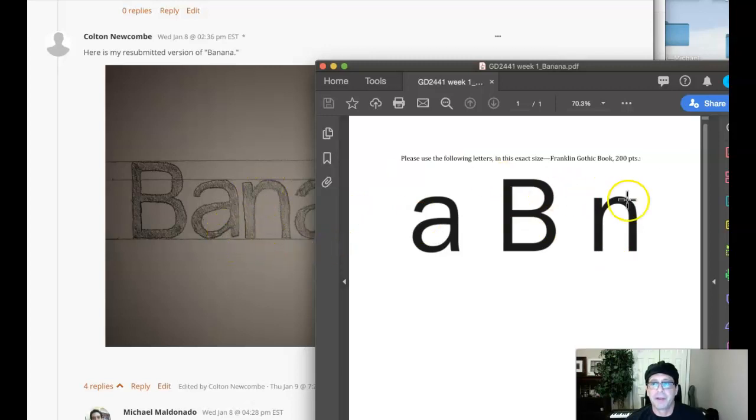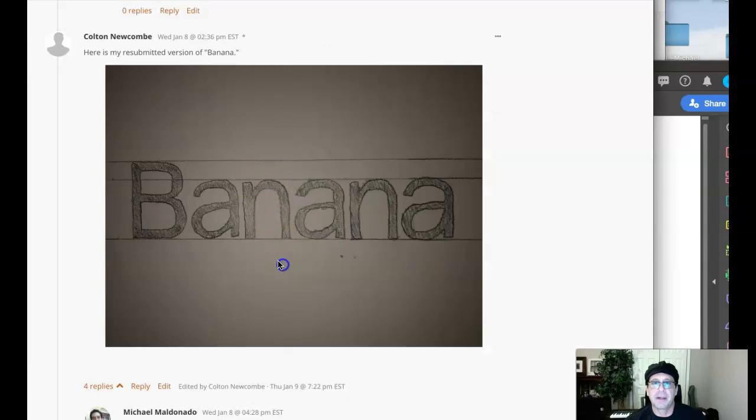Okay, same thing with the lowercase n. We can see right there's a variable stroke width. See how much thinner that is there than it is right here. So you want to depict that here. So moving forward, you want to be as accurate as possible in the depiction of your letter forms.